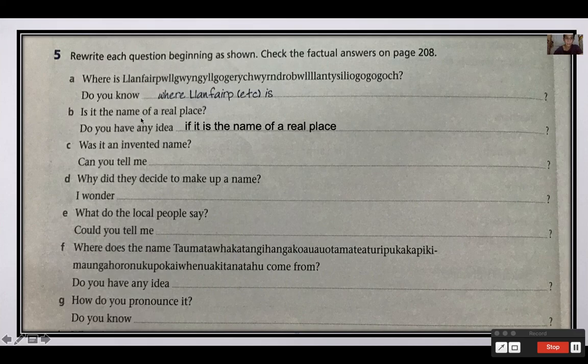So we are rewriting the sentences. Can you tell me if it was an invented name? Now, letter D. I wonder why they decided to make up a name. Okay, so if you see, why did they decide to make up a name? So you have to do the same for the other one.